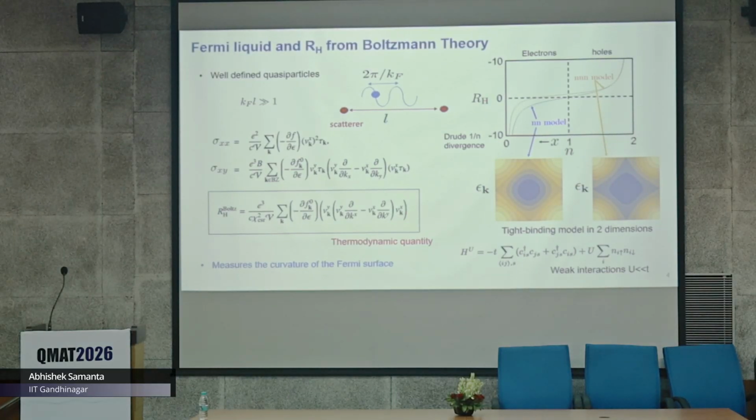Now if you add a next nearest neighbor hopping term in your calculation, the particle-hole symmetry is broken and the sign change actually moves away from half filling, and now the sign change happens at some intermediate doping. But the important thing is that still the Hall coefficient does not diverge inside the band.